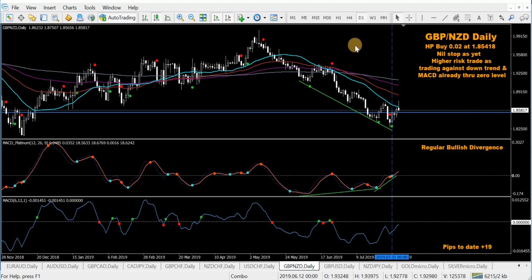This is the pound New Zealand, another obviously pound pair. I took an HP buy here. You can see my notes, it's a high risk trade. The MACD was already through the zero level when I took the trade. Not really sure why I took this trade. Tomorrow I might just close it out. Hopefully it'll stay above this blue line, but at the moment I can't see much upside in it. Price sort of spiked up towards the 50 EMA. So yeah, it's not looking real good. Probably not the smartest trade I've taken all week.